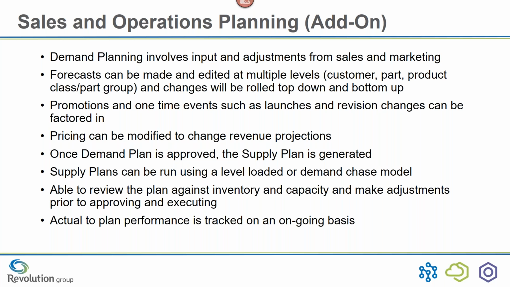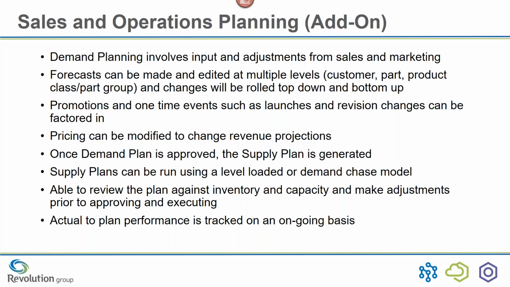Sales and operations planning also allows you to look at revenue projections and do what-if analysis, so you can look at pricing in there. So once everybody agrees on the demand plan, you generate your supply plan, and those can usually be done one of two ways. You can either try to level load, so that you're minimizing the variation on your plant floor, but could result in variable inventory levels. Or you can do a more make-to-order, or what DemandCaster calls demand chase models. So you're making much closer to the actual demand and not carrying in as much inventory.